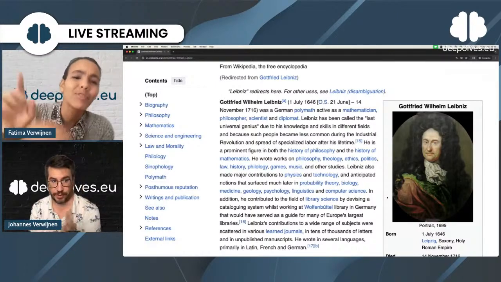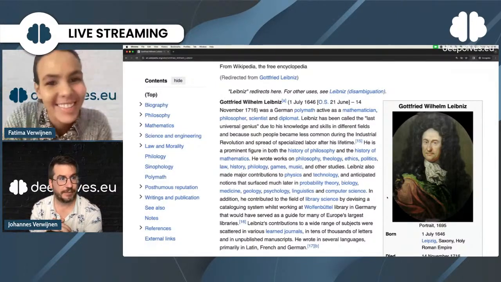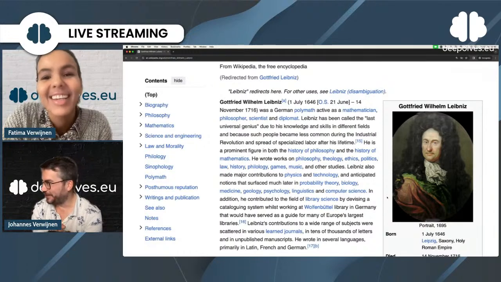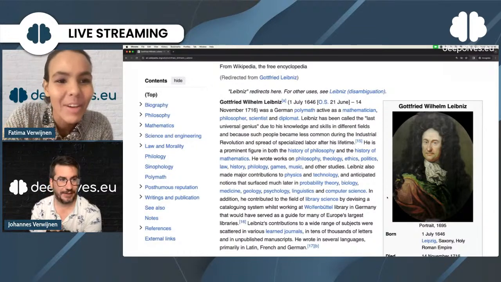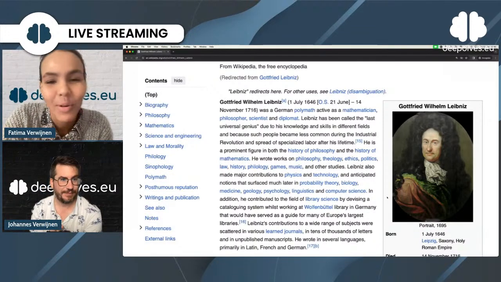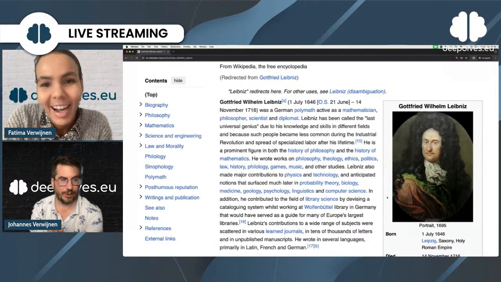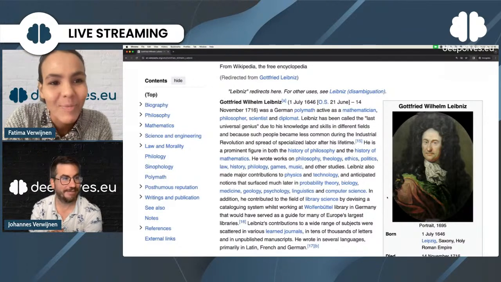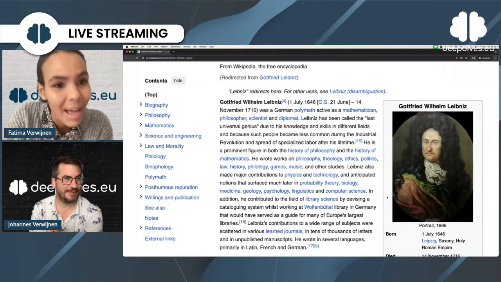Oh, I have to say, the hair. I think people nowadays dress way too boringly. We don't use wigs anymore. I would give a lot of money to have someone who looks like Gottfried Wilhelm Leibniz teach me math.